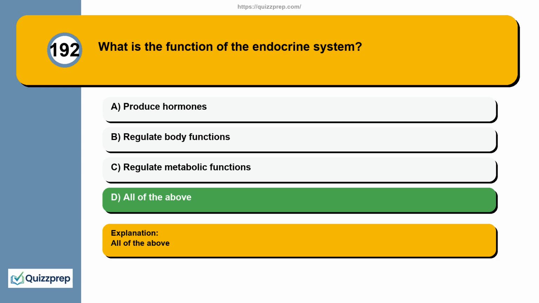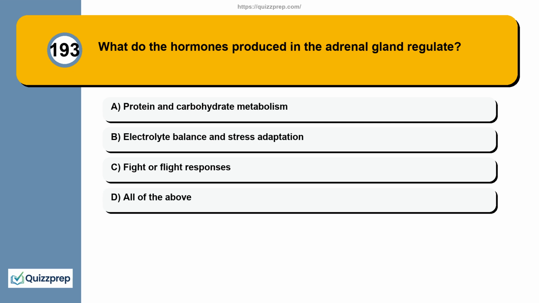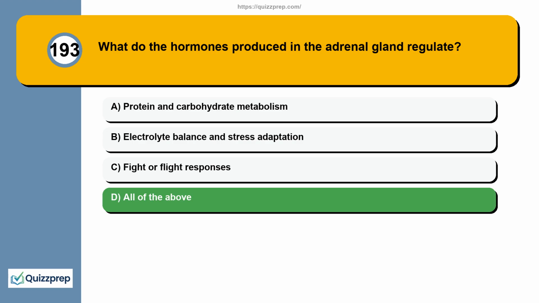All of the above. Question 193. What do the hormones produced in the adrenal gland regulate? Option A, protein and carbohydrate metabolism. Option B, electrolyte balance and stress adaptation. Option C, fight or flight responses. Option D, all of the above. The correct answer is option D, all of the above.